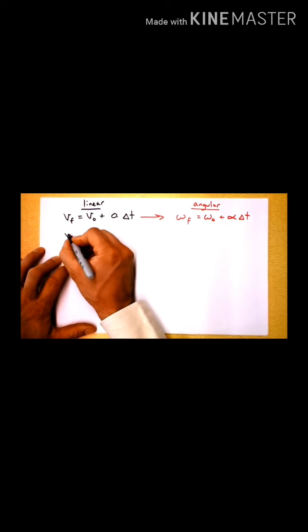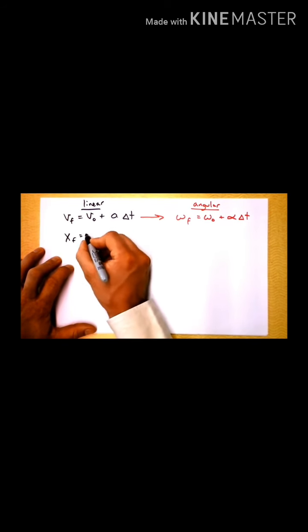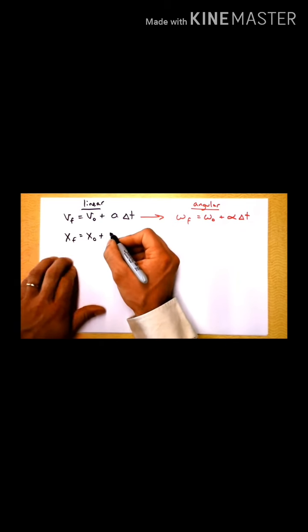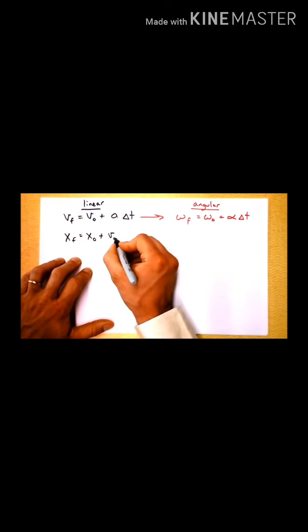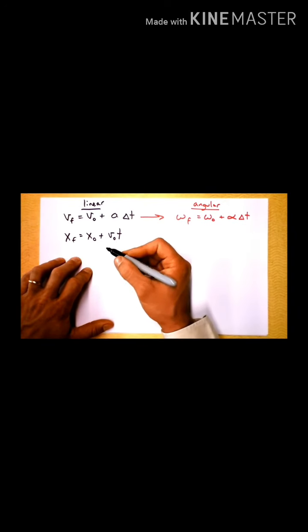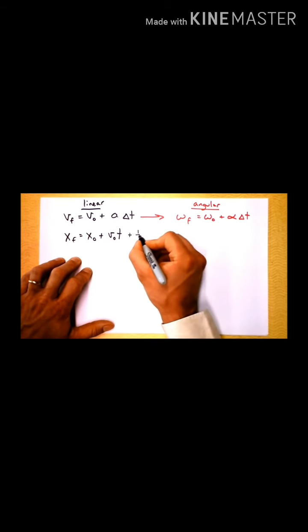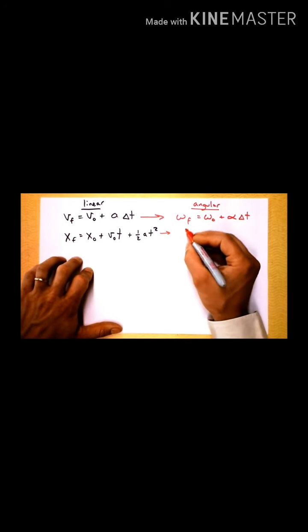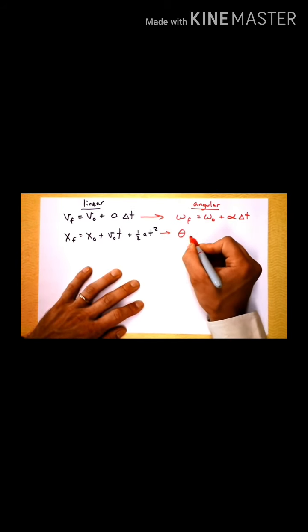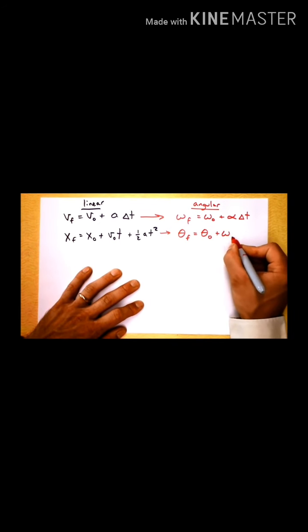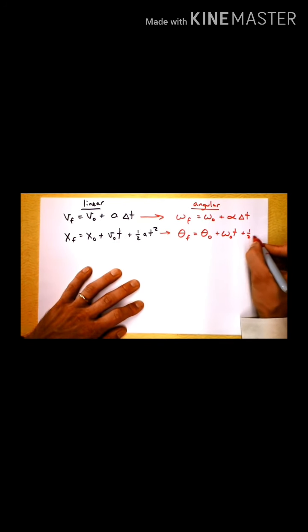Let's say final position is initial position plus initial velocity times time, plus 1/2 acceleration times time squared. I'm going to drop out these delta t's. That equation appears angularly also as theta final equals theta initial plus initial angular velocity times time plus 1/2 angular acceleration times time squared.